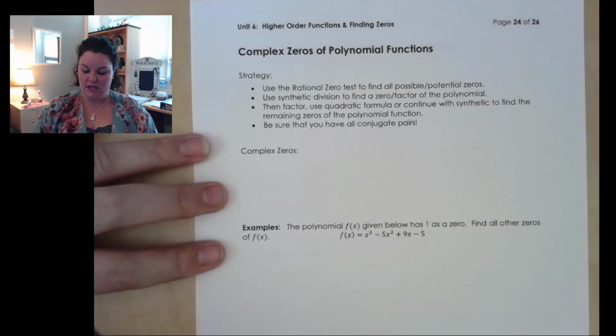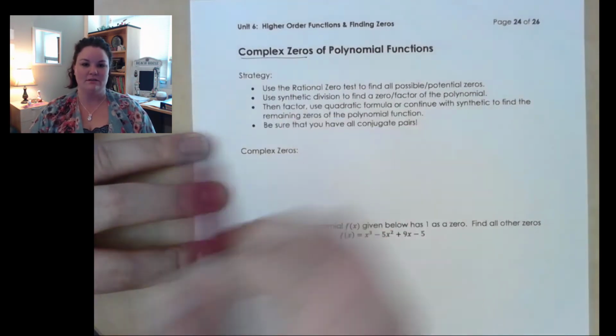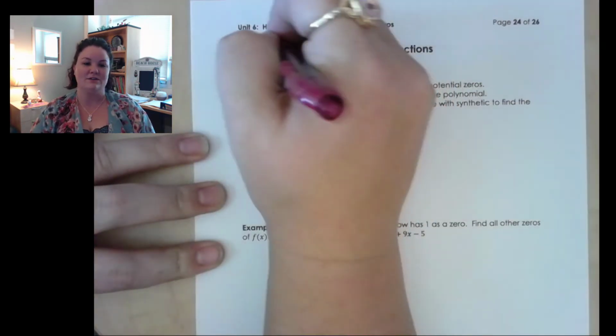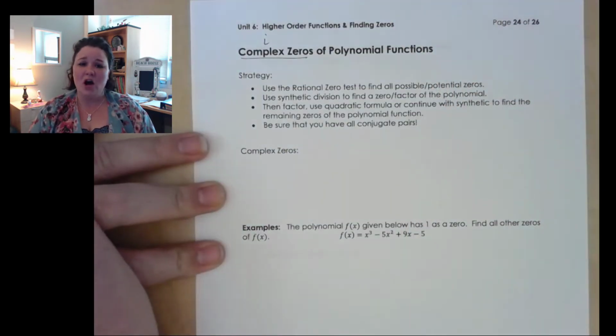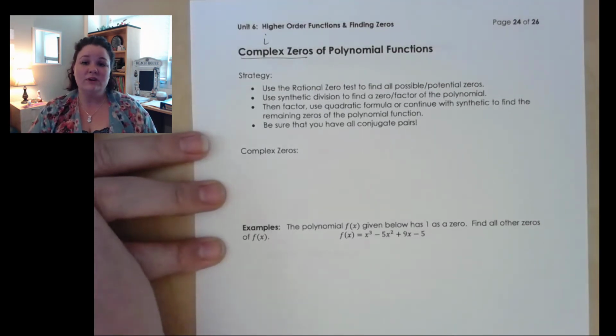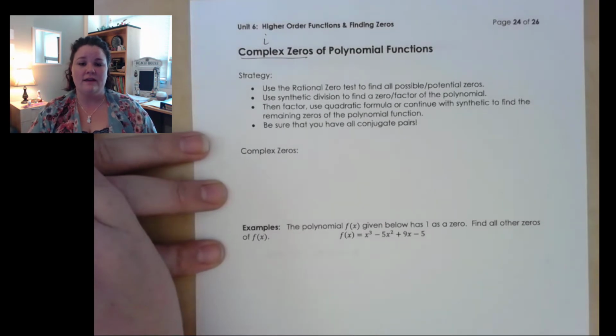The only difference is you may get complex zeros, okay, which means you may end up with answers that have i's. Now, i's are not going to give us x-intercepts, but we can still get solutions for x, right, that have i's in them, whether we graph them or not.